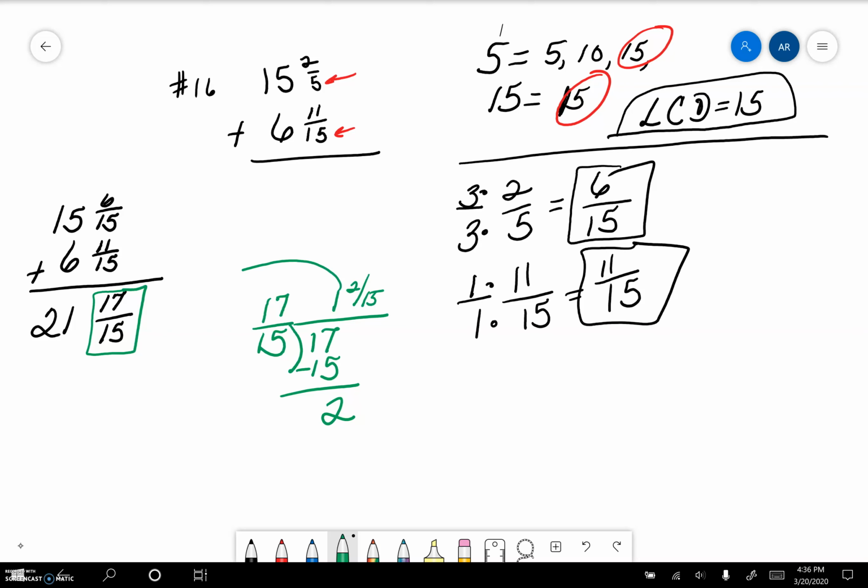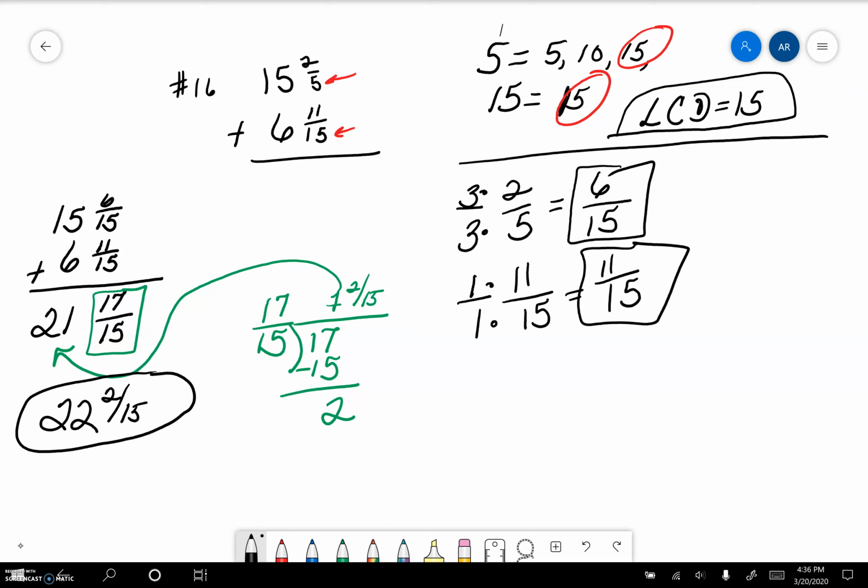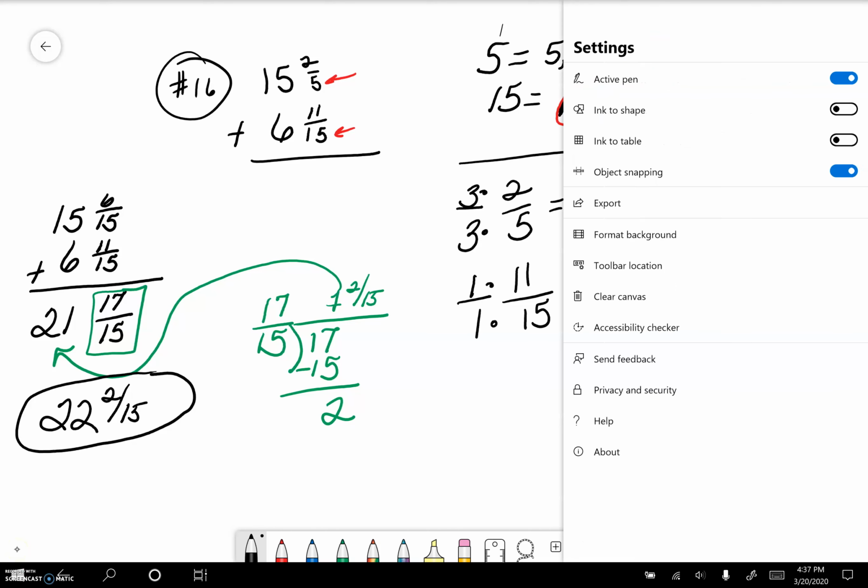Now what do I do with that 1? I'm going to add it into the 21. So the 21 now becomes 22, and the fractional part is 2/15. Now that's our final answer. So that was number 16. Let me clear that out and let's move over to 17.